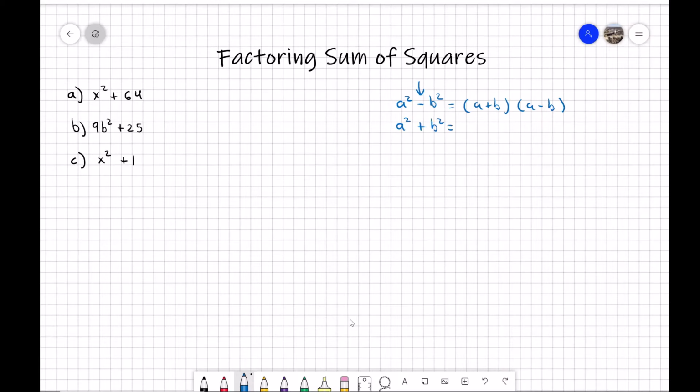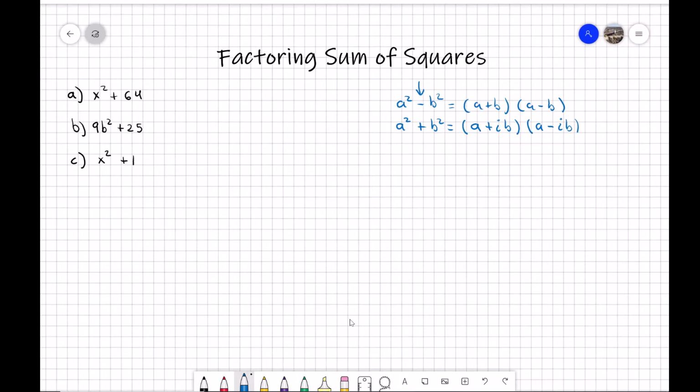So now in this case, if we want to factor this expression, we have to do the following. It's going to be a plus ib times a minus ib. And now you see the only difference is that we added the imaginary number, which is i, to one of the terms, right? But now let's prove this.